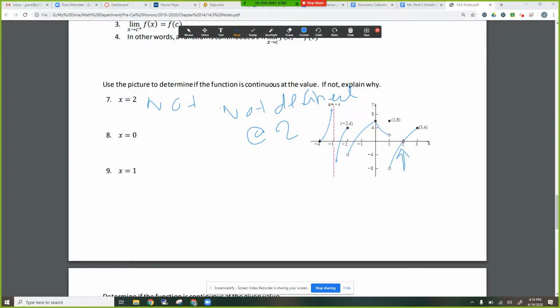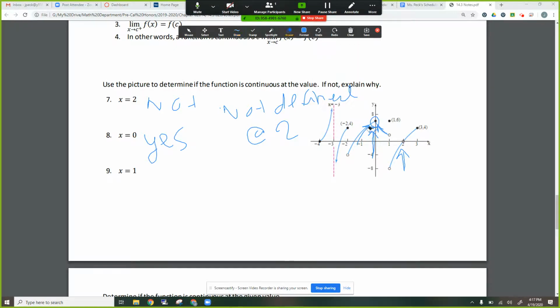Okay, now let's look at 0. So if we look at 0 here, at x equals 0, we have a dot, so that's good. So it's defined. The left-handed side is pointing to the dot. That's good. The right-handed side is pointing at the dot. So because there's a dot, the left arrow and the right arrow are all pointing to the dot, then we would say yes. Okay, let's look at another one.